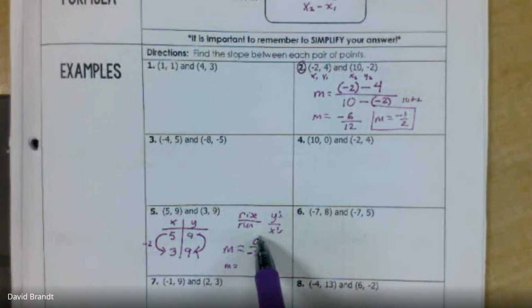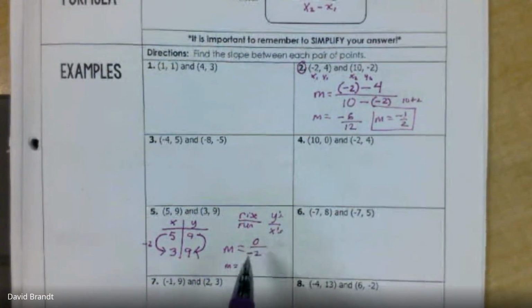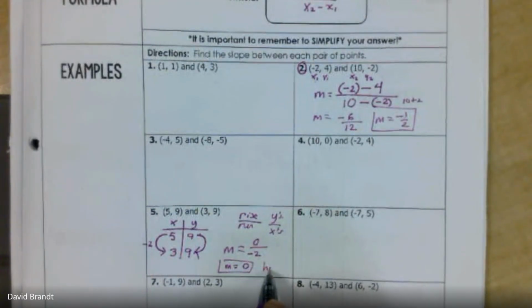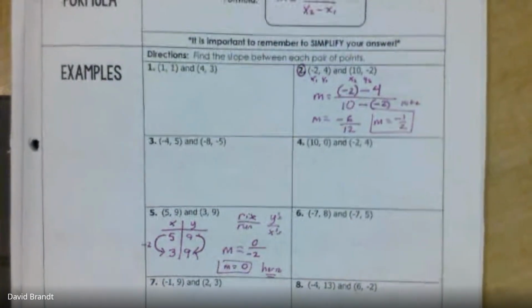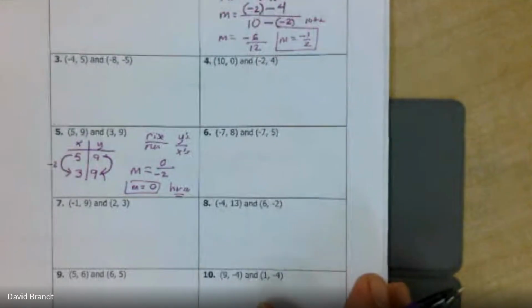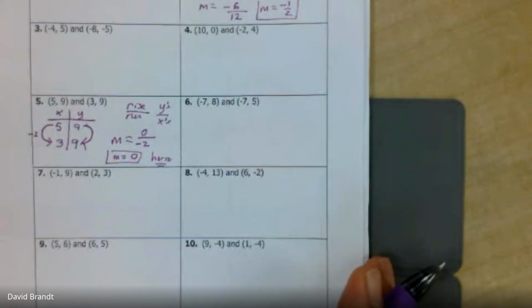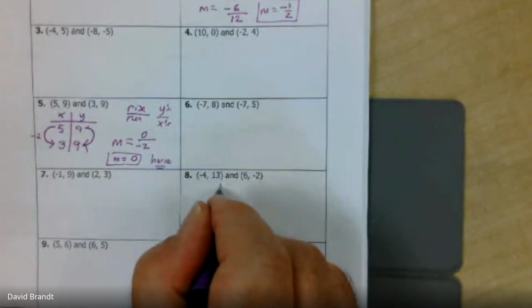So 0 over negative 2, what does that reduce to? 0 over anything reduces to 0. And if you remember, that's horizontal. All right. Let's do another example using a table. I'm going to skip up to number 8. Number 8. All right. I'm going to use the table again.